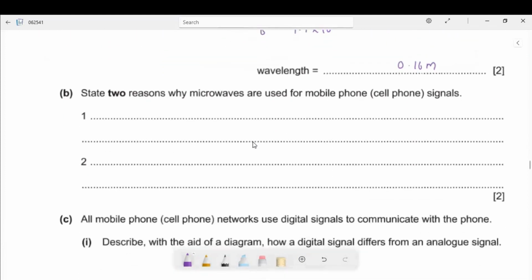State 2 reasons why microwaves are used for mobile phones. So they can penetrate walls. Microwaves can penetrate some walls. And they need short antennas.